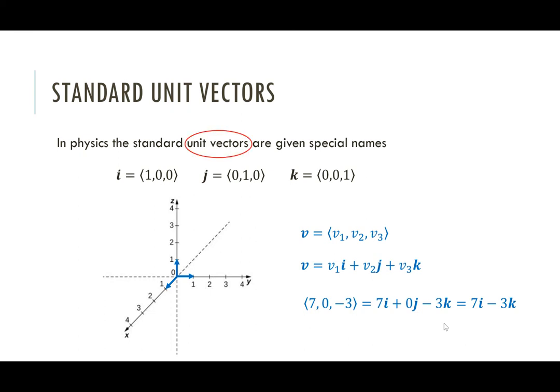Before moving on, what is a unit vector exactly? Well, a unit vector is a vector with length 1. So these standard unit vectors, you could calculate them, definitely of length 1. And any vector whose length is 1, we would call a unit vector.